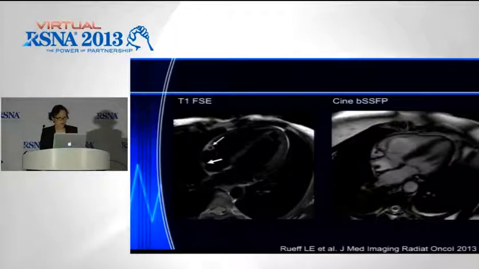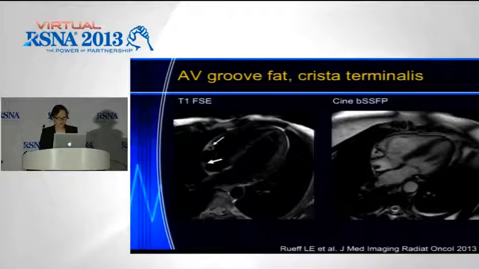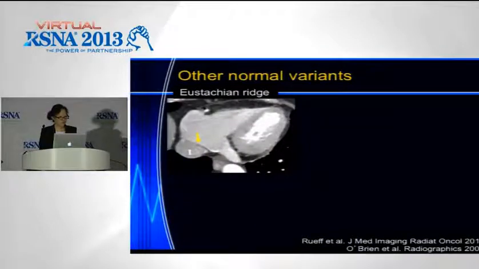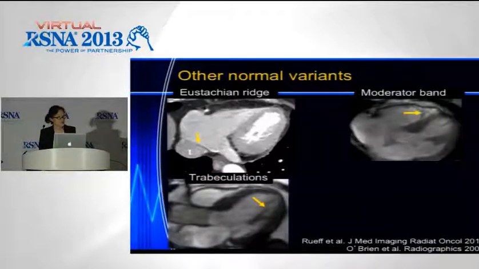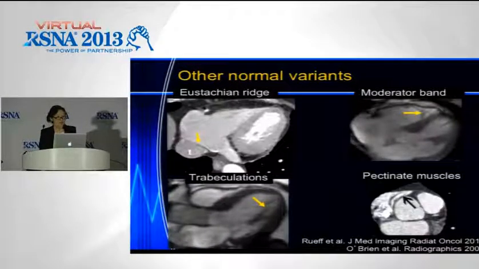And if we look at the still frame from the cine image, the bright blood image as well, we can see a similar appearance. So here are two pseudomasses, AV groove fat, that more anterior mass, and the crista terminalis, which is that fibromuscular ridge that separates the rough from the smooth parts of the right atrium. And other normal variants we might see include the eustachian ridge separating the coronary sinus from the IVC, moderator band within the right ventricle. Any ventricular trabeculation, in fact, can mimic a mass, as can pectinate muscles within the atrial appendages.